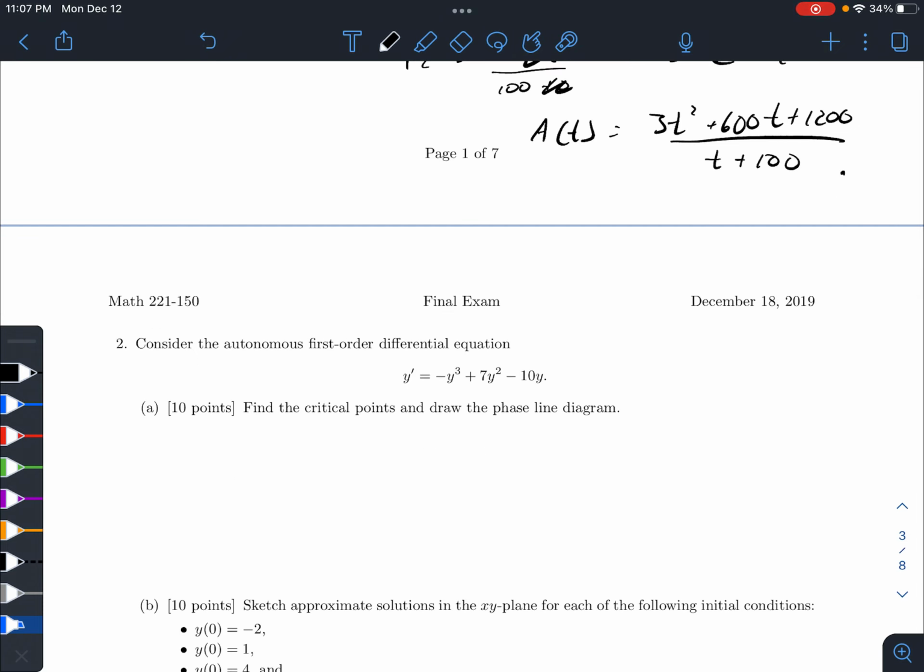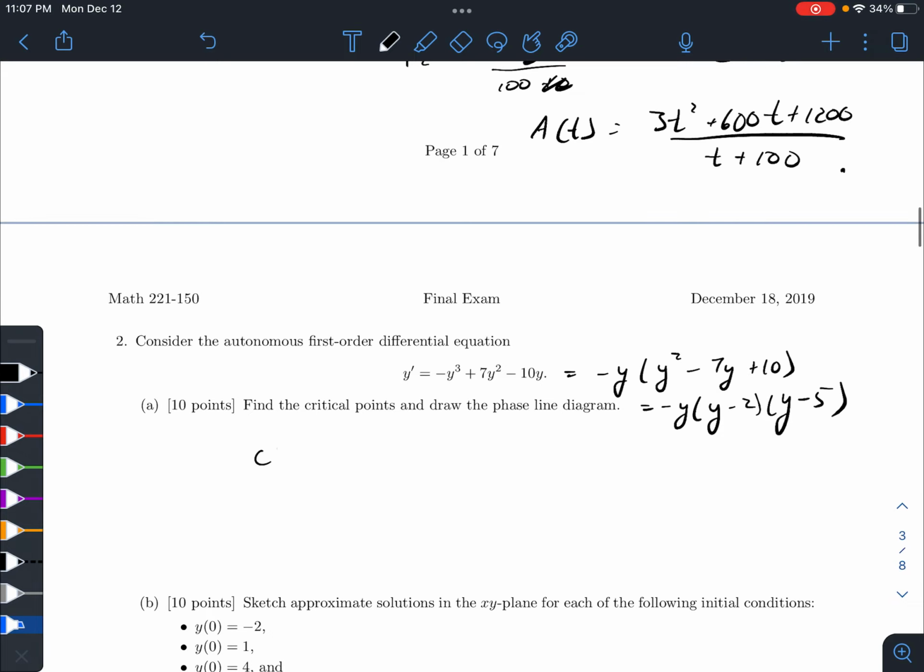All right, autonomous first order differential equation. Find the critical points and draw the phase line diagram. Let's factor this. I'll factor out a negative y. I get y squared minus 7y plus 10. How does that factor? That factors as y minus 2, y minus 5. So the critical points are y equals 0, 2, and 5.